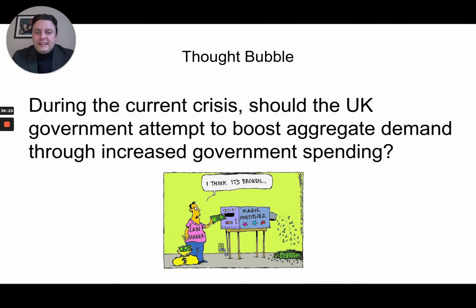So now I'd like you to think about the COVID-19 crisis. Should the UK government attempt to boost aggregate demand through government spending? Just think about that for a second. Maybe pause it and think, should they boost aggregate demand by government spending? And then the little cartoon down there is quite good, I think.